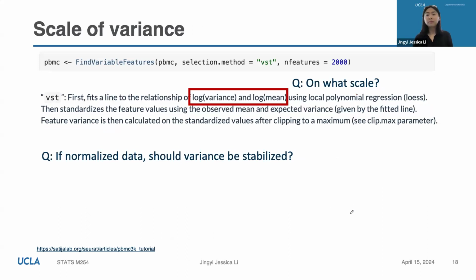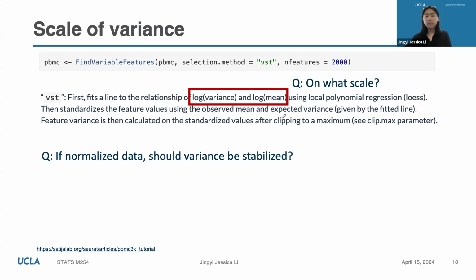All right. However, there's one key thing I want you to be aware of, which is the scale. In the VST method, when we say we fit the relationship between log variance and log mean, what is the scale for our definition of mean and variance? Because in your homework, we talk about the normalization and stabilization approach, right? So in this case, if the data is normalized, then we should expect that log variance no longer depends on the mean. That's something you would check for your homework, the Spearman correlation thing.